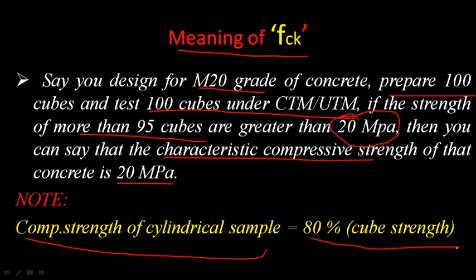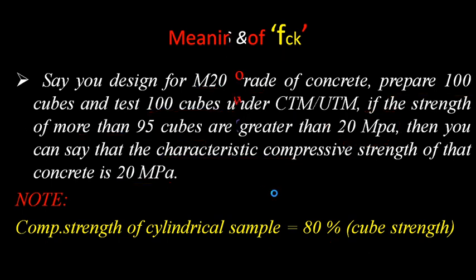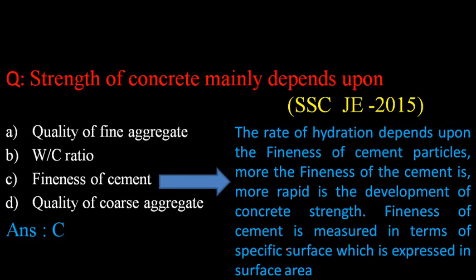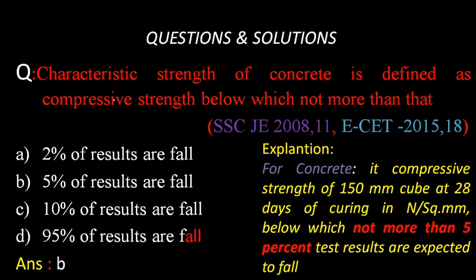Why? Compared to the cube, your cylinder is a slender member. Because of its slenderness ratio, it will fail early under the load, so we get only 80% of the strength compared to the cube. Right. Next, we will discuss some questions asked in competitive exams like SSC, JE and ECET based on this topic. The questions are like this.